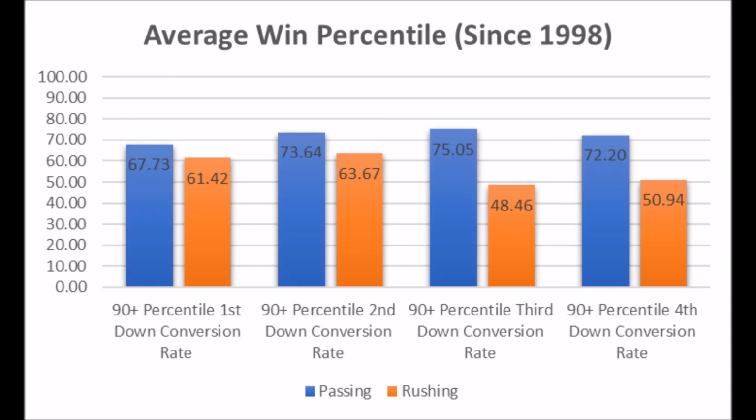so this is the next part. This is basically average win percentile for teams that have 90 percentile plus first down conversion rate. So basically these are the high-end threshold. This is the highest you could possibly go. We're talking about the elite of the elite when it comes to your ability to create first downs on first downs, first downs on second down, first downs on third down, and of course first downs on fourth down.